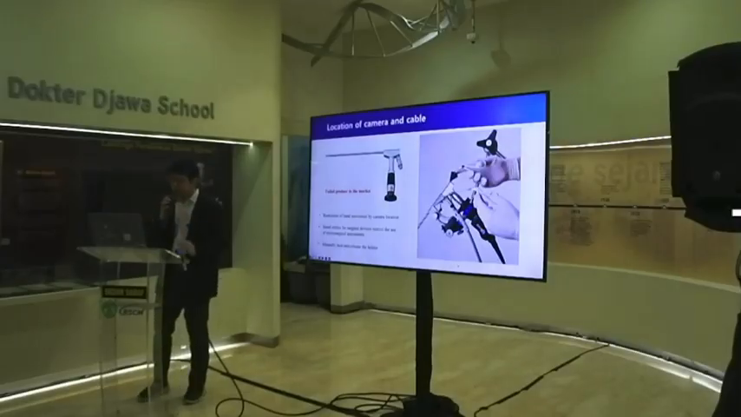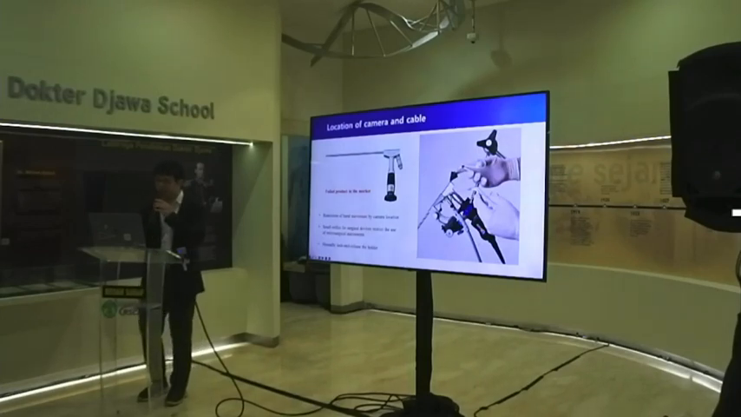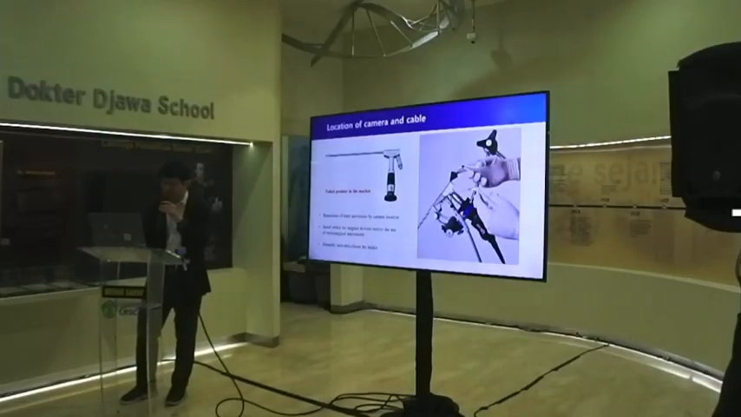And this image shows a product that was not successful. It is a device from Asus. Why did it fail? It had a small orifice for surgical devices, which restricted the use of microsurgical instruments, and the location of the camera and cable restricted the hand movement. So always keep some space between the surgical hand and the field.